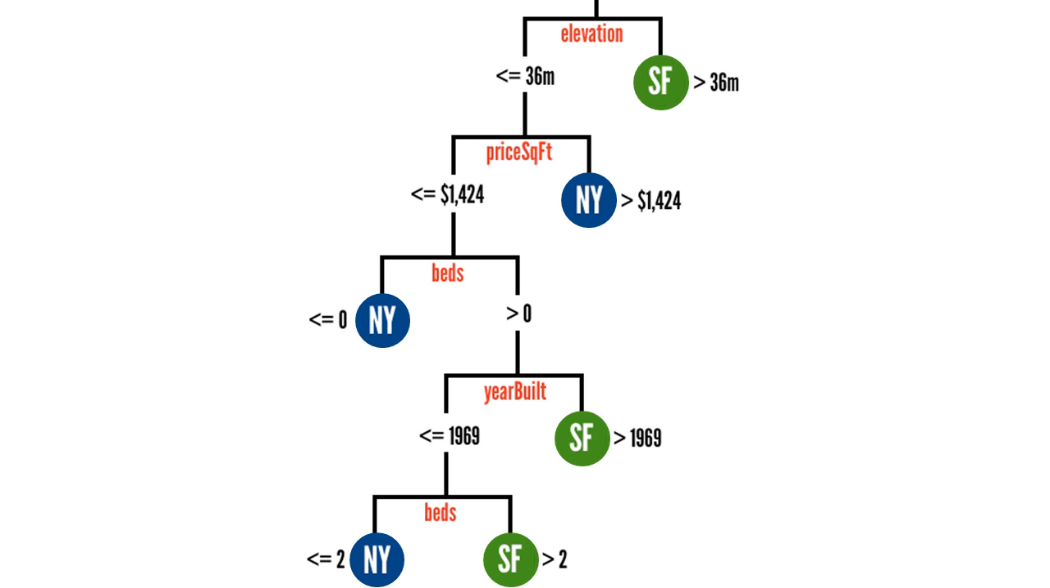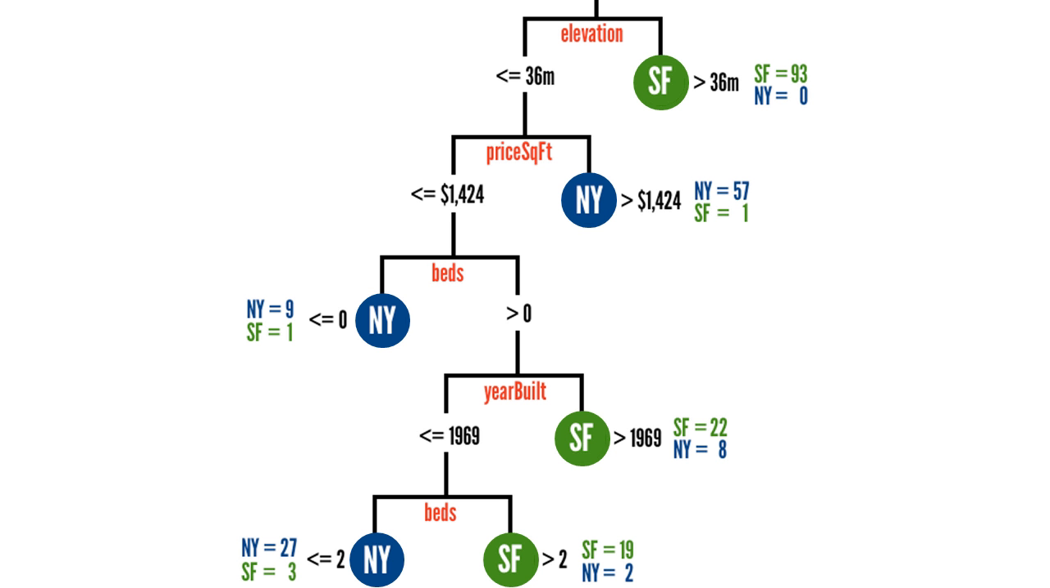Number of bathrooms, purchase price, and square footage were not used for split points. Here I show how many test cases were classified correctly and incorrectly at each leaf node. For example, all 93 houses at elevations higher than 36 meters are located in San Francisco and were successfully classified as San Francisco-based homes.